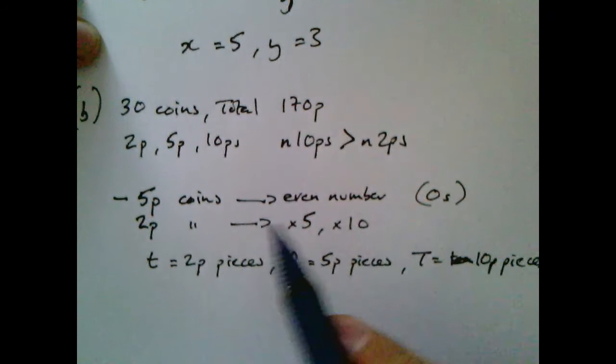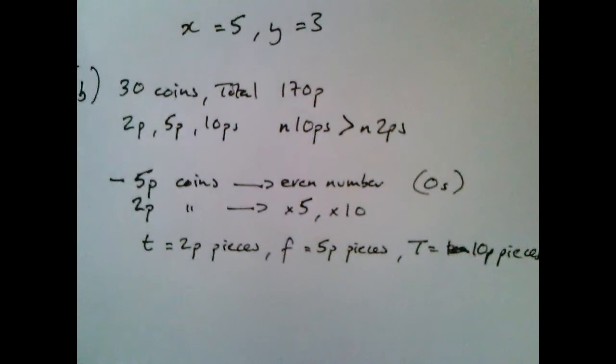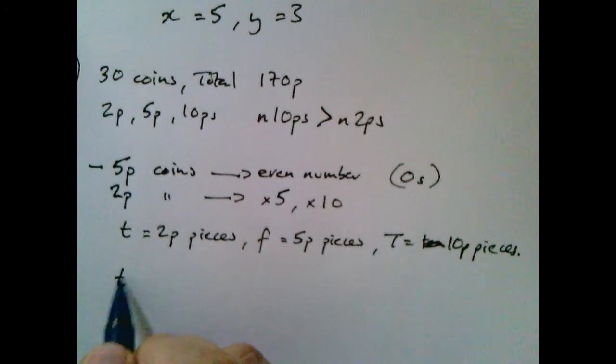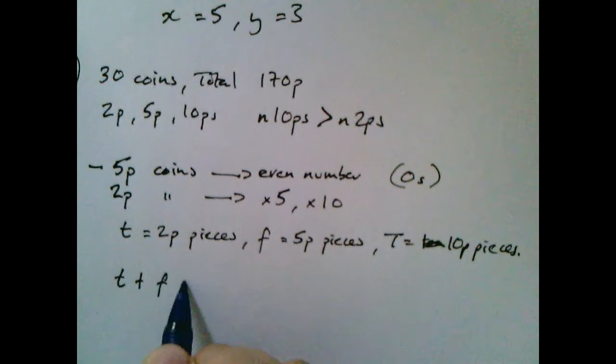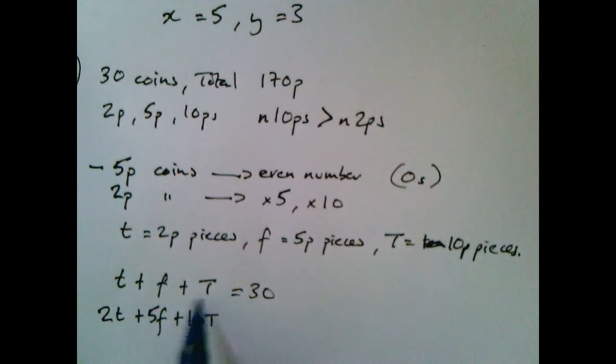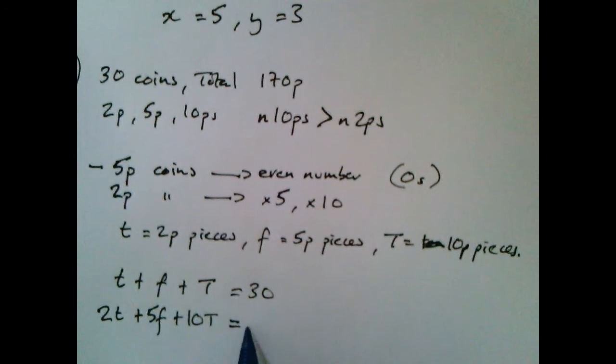Okay, we're just going to try and write some equations to link them together. So the first thing we know is that we've got 30 coins, so t plus f plus T is 30. And we all know that their value is 170. So 2t plus 5f plus 10T, so that's timesing each one by their amount, is 170. And that's giving us some relationships.